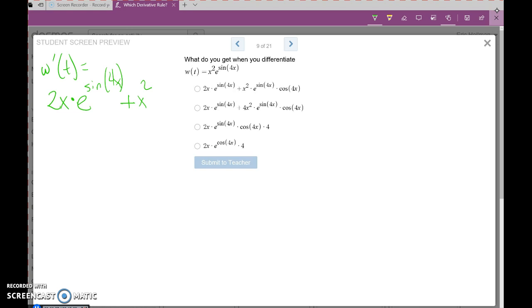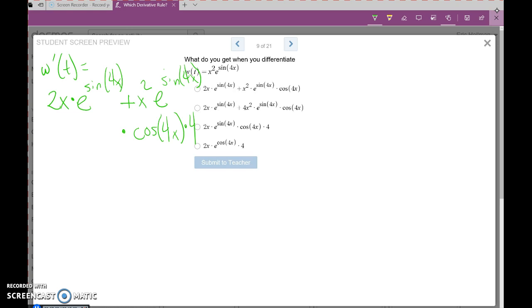So the derivative of an exponential is the original exponential, e to the sine of 4x, times the derivative of the exponent. So the derivative of sine is cosine 4x times the derivative of what's inside. So the second term of the product rule is x squared times e to the sine 4x times cosine 4x times 4.